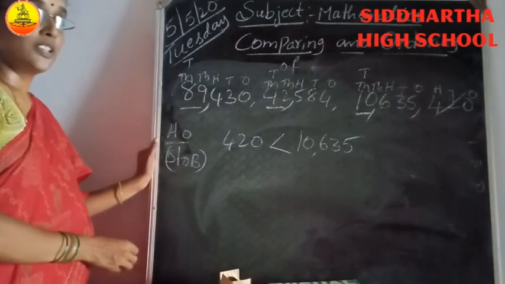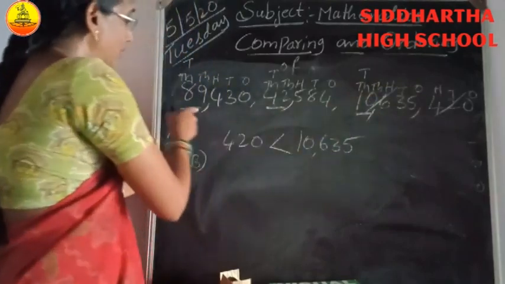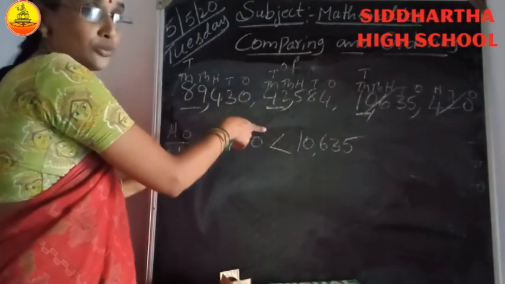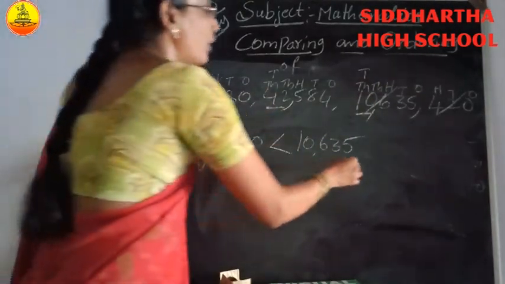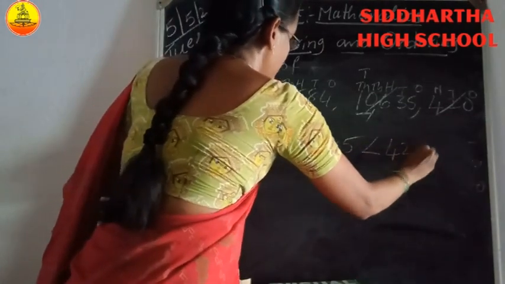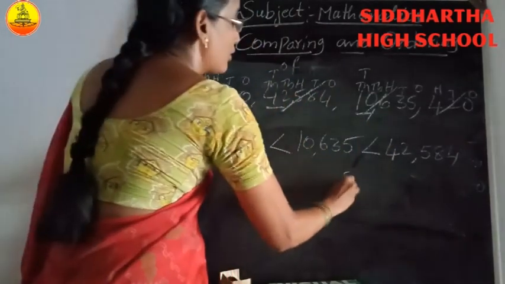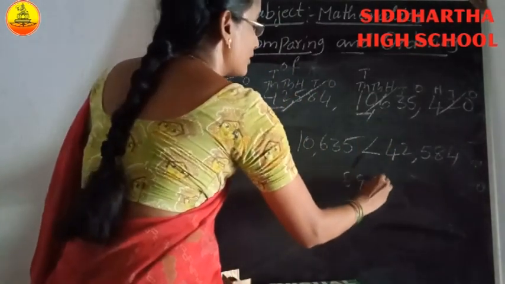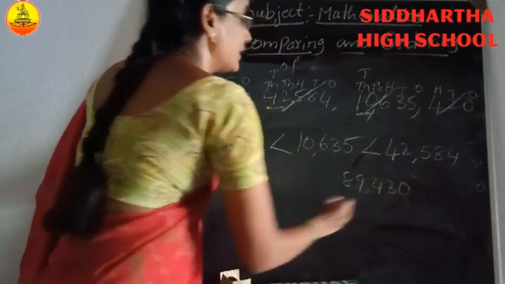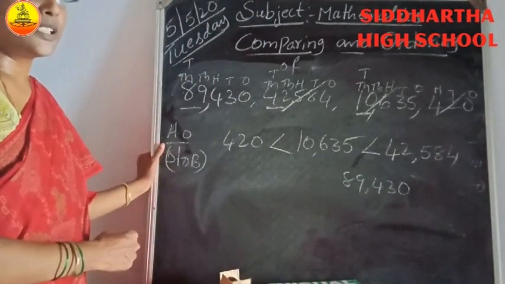10,635. Next one. Now here 89,000 and 42,000. 42,000 is small, so you can write less than 42,584. Remaining one is 89,430. Did you understand, children, how to arrange the numbers in ascending order?